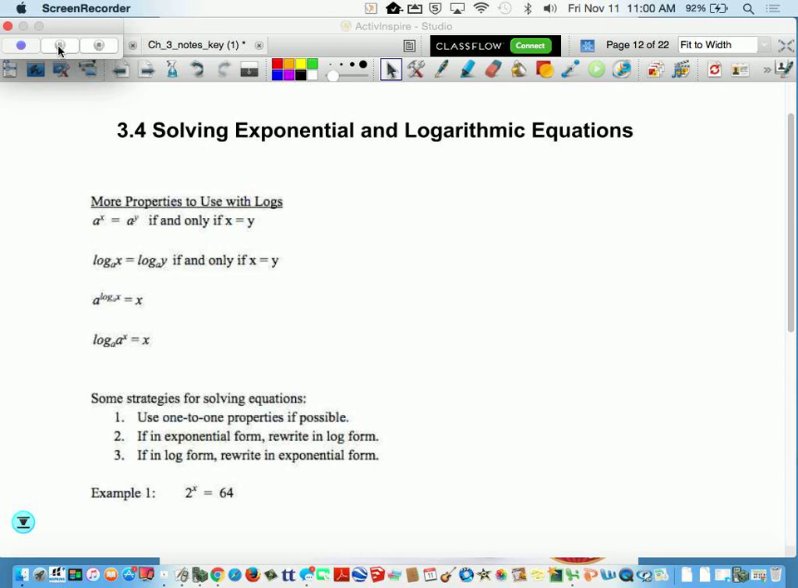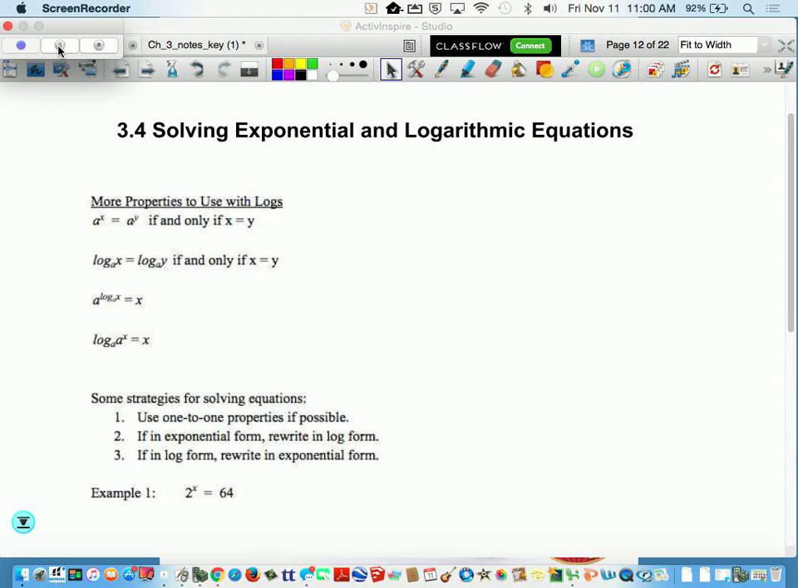So at the 3.4, we're solving exponential and logarithmic equations. So we're going to use some of the properties that we've already learned. And two of the major things that we'll do is, one, write one as an exponential or reverse it and write it as a logarithm. Sometimes just rewriting it is going to give us an answer.